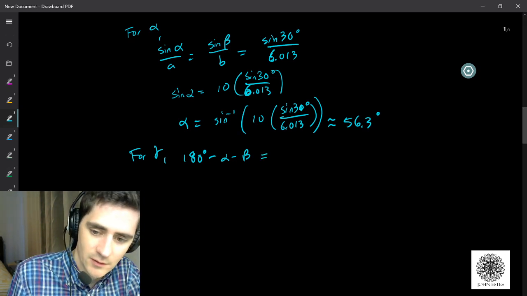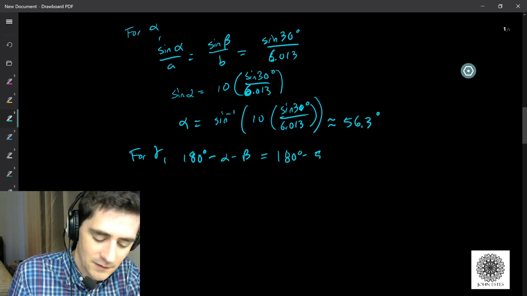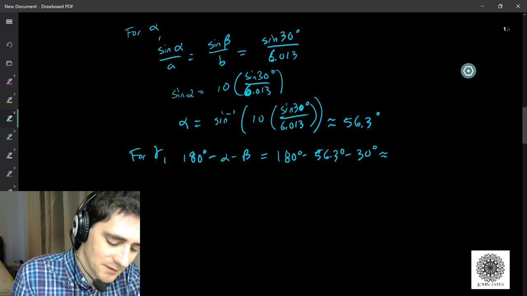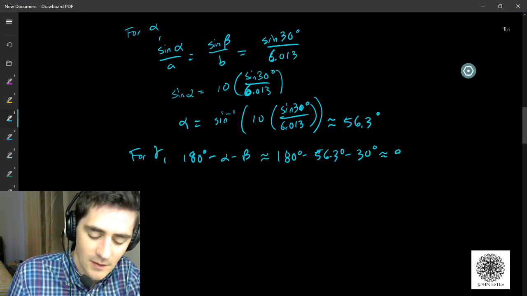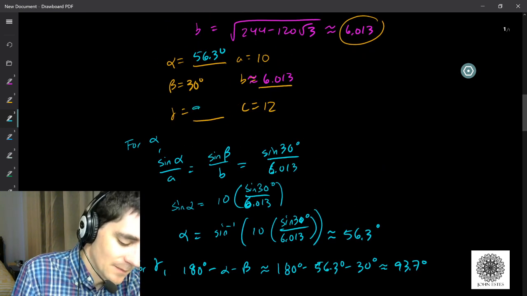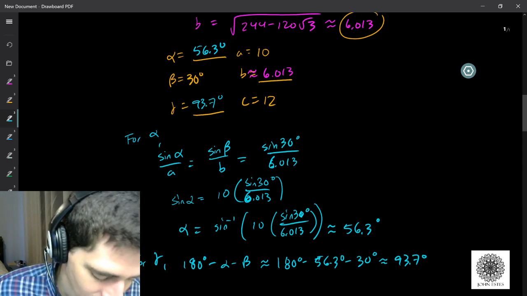And so when you plug that in, 180 minus alpha was 56.3 degrees, and beta is 30 degrees. You get approximately, and we should put it approximate because our alpha is an approximation, you should get about 93.7 degrees. So this thing was pretty close to being a right triangle, right? But it wasn't.